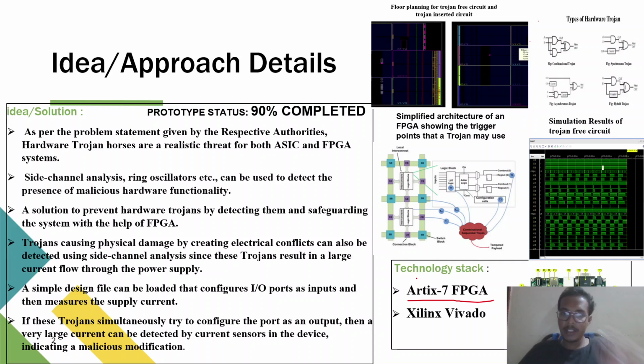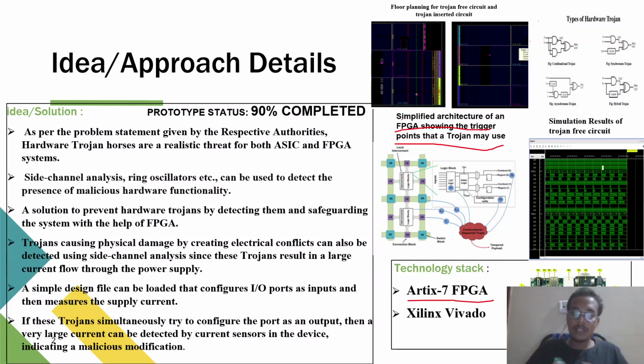See, as we have explained here, this is the simplified architecture of an FPGA, showing the trigger points that a Trojan may use. So we will run an analysis. This is a golden circuit, as we call it, because it is Trojan free. We will check this first, and the simulation results of a Trojan subjected board will be compared with this, and according to that we will decide whether it has a Trojan or not.